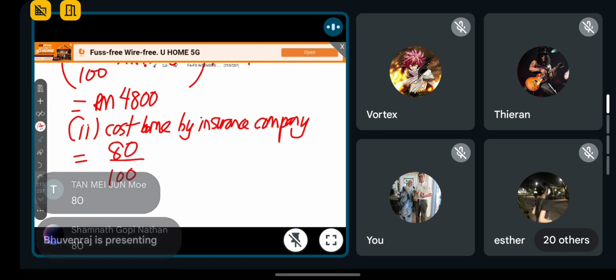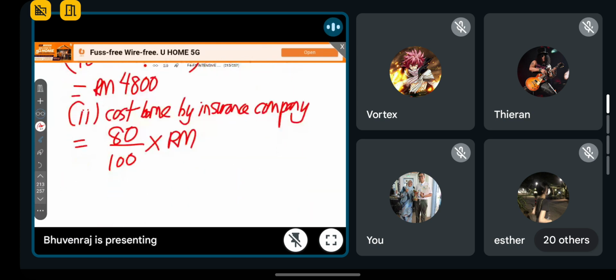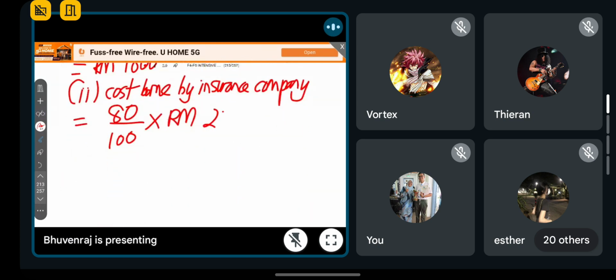Okay, 80% darab dengan RM. Ingat, kena ambil selepas ditolak yang ni. You must take this value. Okay, bukan yang ni, this one wrong. So you take 21,500. So kalau kamu kira, kamu akan dapat 17,200. Jadi kamu boleh nampak lah, adil.